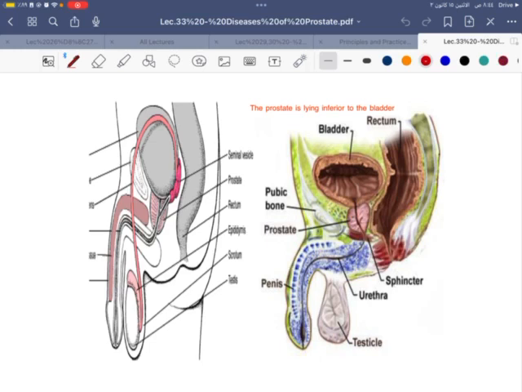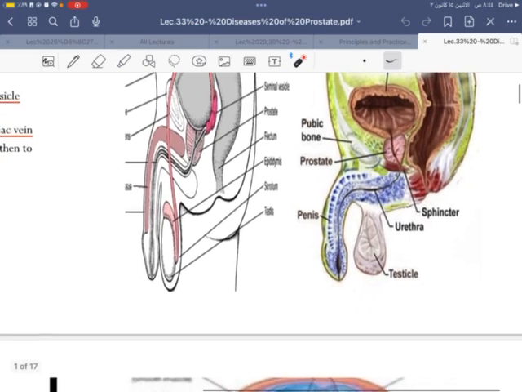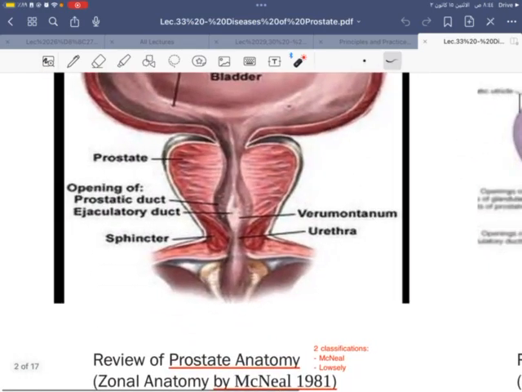So this is the prostate, and this is the prostatic urethra. The ejaculatory duct originates from the mid part of the prostatic urethra. Here is the opening of the prostatic ducts. Here is the opening of the ejaculatory duct within the structure called the verumontanum, which is located within the prostatic urethra.